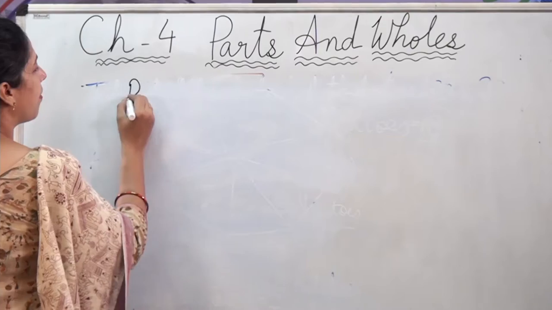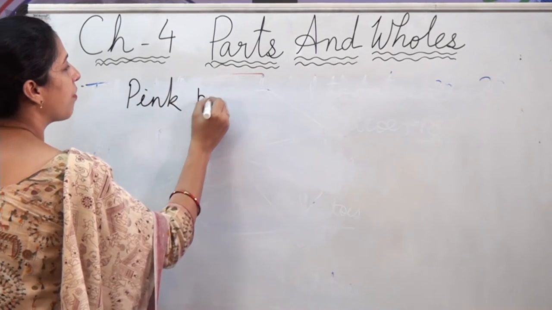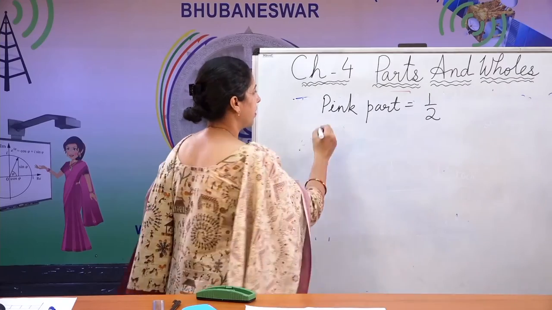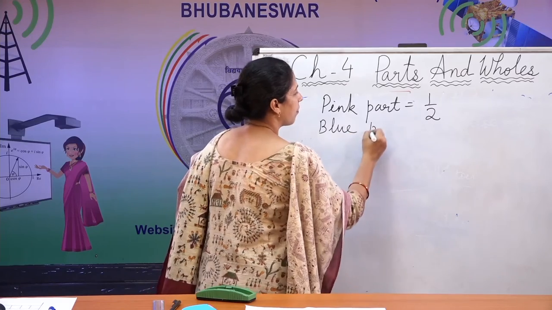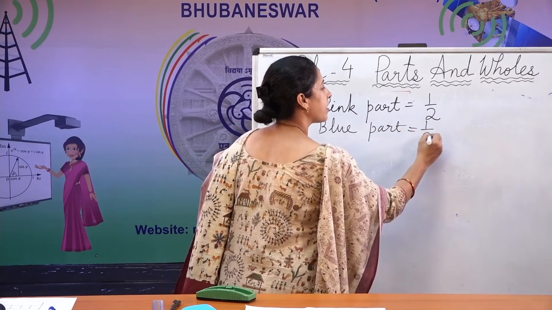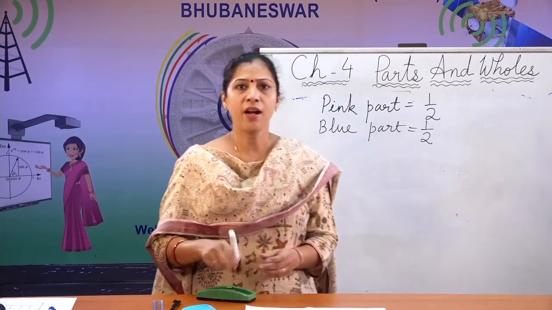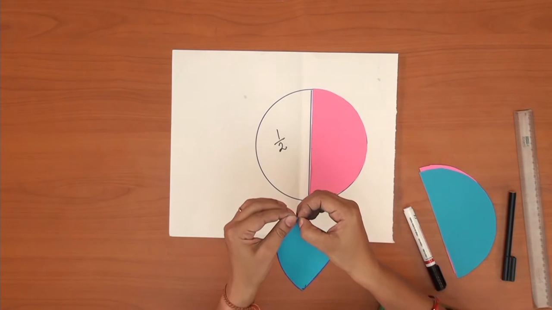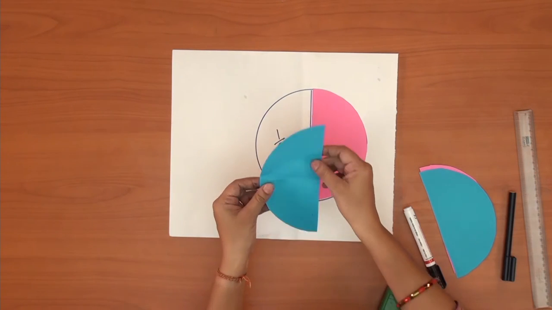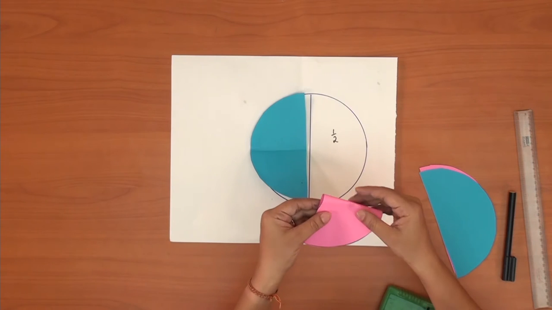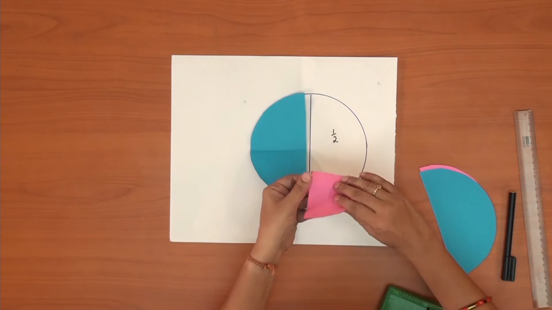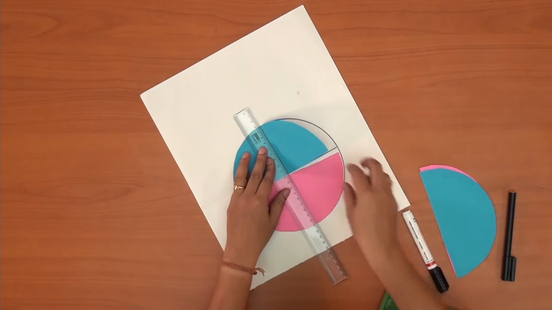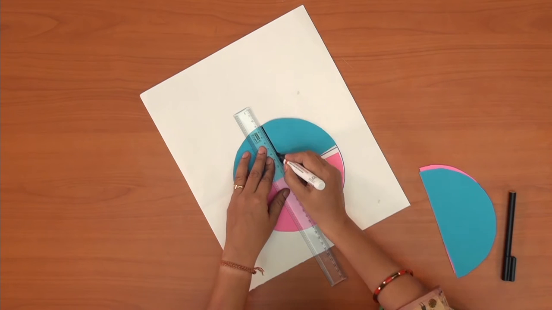So pink part is equal to 1 by 2, and also the blue part is equal to 1 by 2, because I have divided the circle into two equal halves. Now again, if I take this and divide further into two halves, you can see that this is divided again into two halves. I'll put a black line so that it will be easier for us to understand. So here we go. This is the black line.